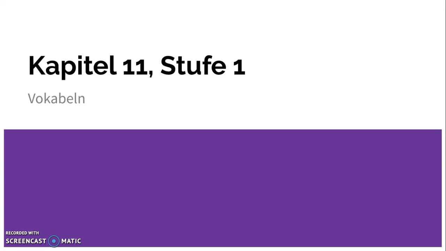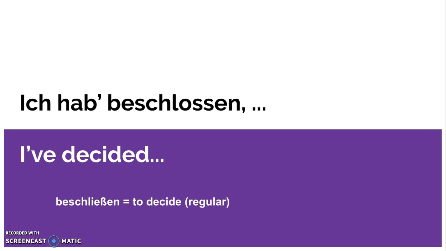Alright, this is the video for the vocabulary pronunciation of Kapitel 11, Stufe 1. Our first phrase is Ich hab beschlossen. You could obviously also say this, Ich habe beschlossen. They've just abbreviated the habe to hab.